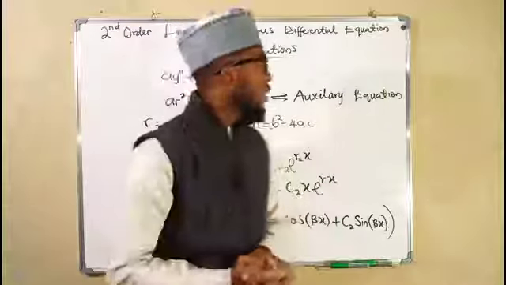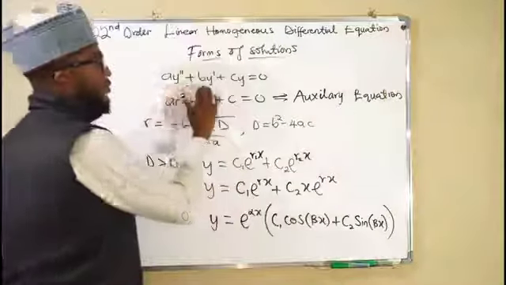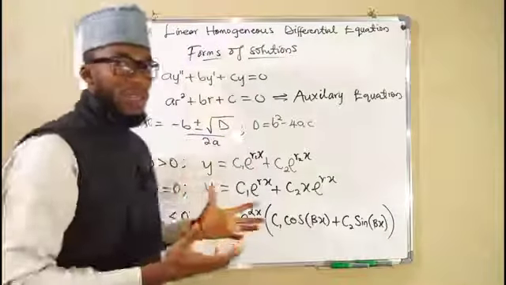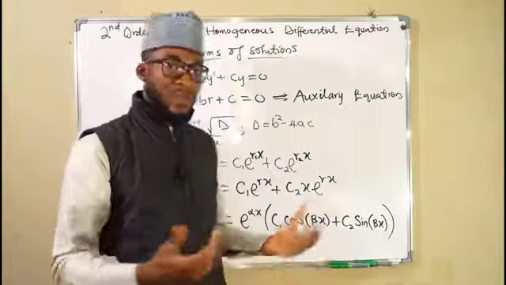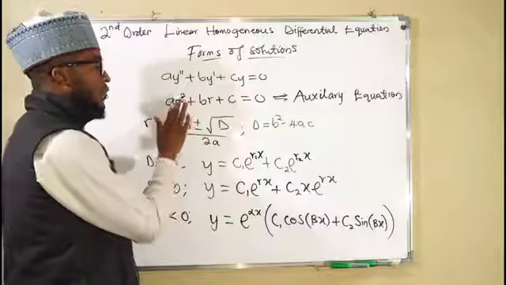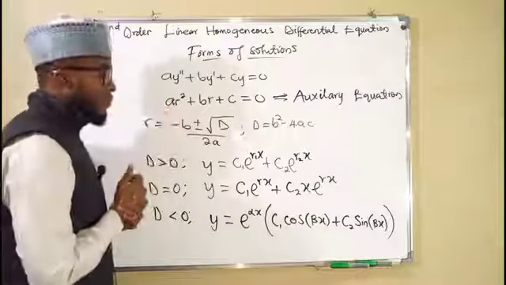In our previous lesson, we have seen that this is the form of differential equation we are going to be dealing with. And we have to transform it into an auxiliary equation or characteristic equation, which is a quadratic equation where we have to obtain the values of r.